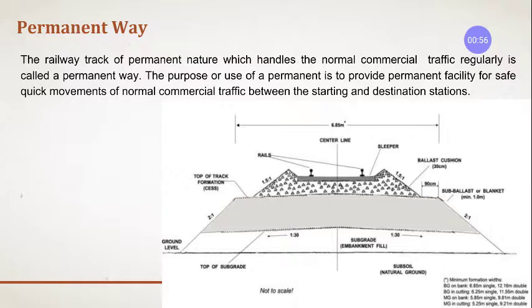The purpose or use of permanent way is to provide permanent facilities for safe and quick movement of the normal commercial traffic between the starting point and the destination station. So now you understand what permanent way is.